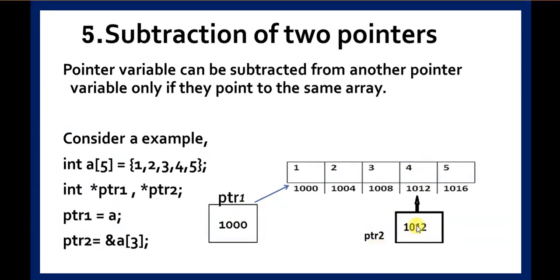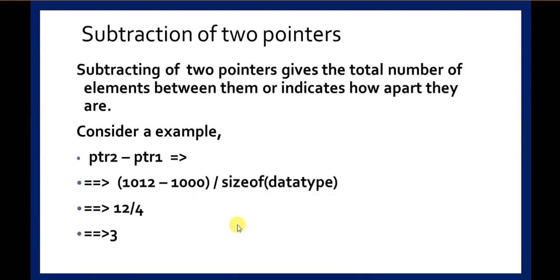Here PTR2 is 3 elements apart from PTR1. Subtracting 2 pointers gives how many elements are between them, or indicates how far apart they are from each other. So PTR2 minus PTR1 will give how many elements are between them: 1012 minus 1000 divided by size of type, 12 divided by 4, which means 3. That means PTR2 is 3 elements apart from PTR1.